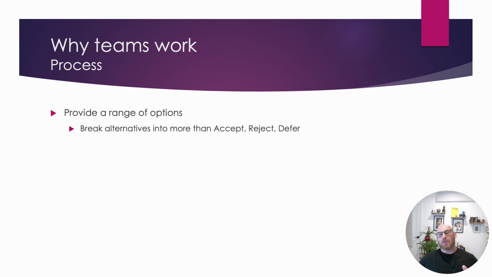So, next, provide a range of options. Accept, reject, or defer is a common decision-making practice, but to break impasses, it could be helpful to provide a more nuanced range of options. It's also very common for teams to think about what can't be done when options are presented. This is very, very common. People tend to think about what won't work first.